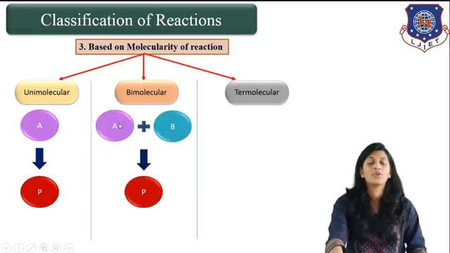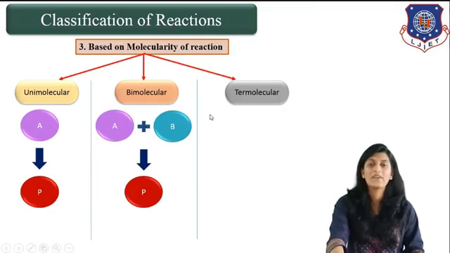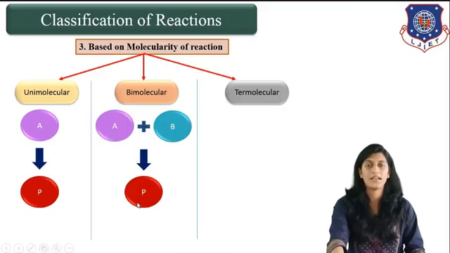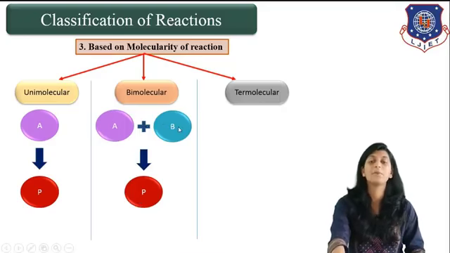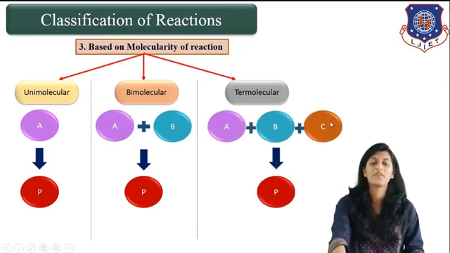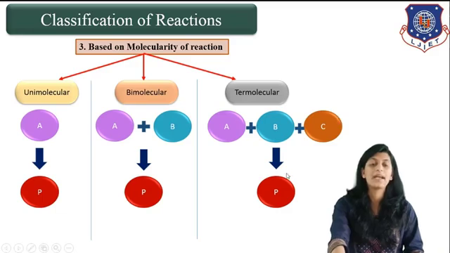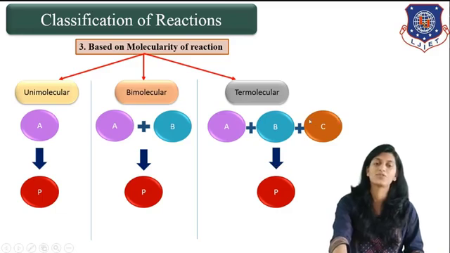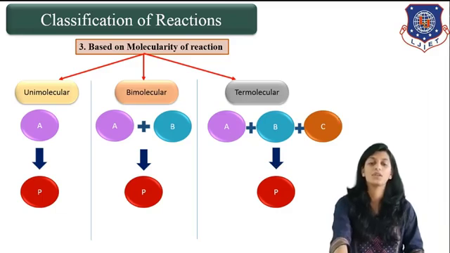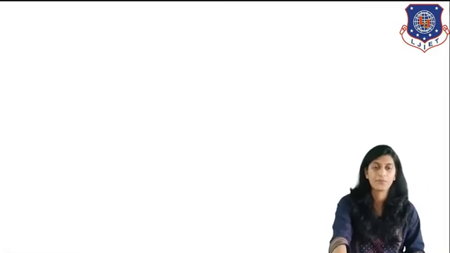When two different moles combine with each other to give us the desired product, that is, when A and B react with each other to give us the final product, then it is termed bimolecular. And when three different reactants combine together to give us the product, or three different moles of any substance combine to give us the final product, then it is known as a trimolecular or termolecular reaction.